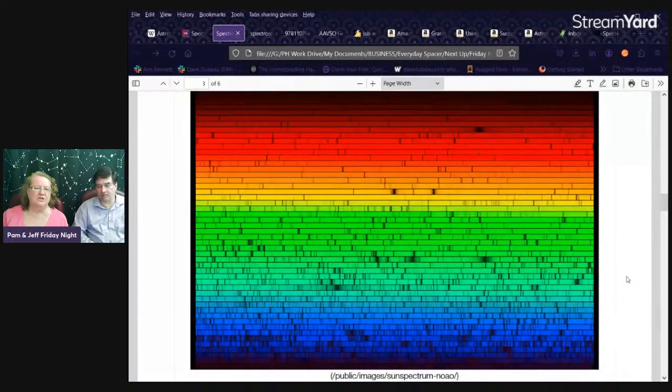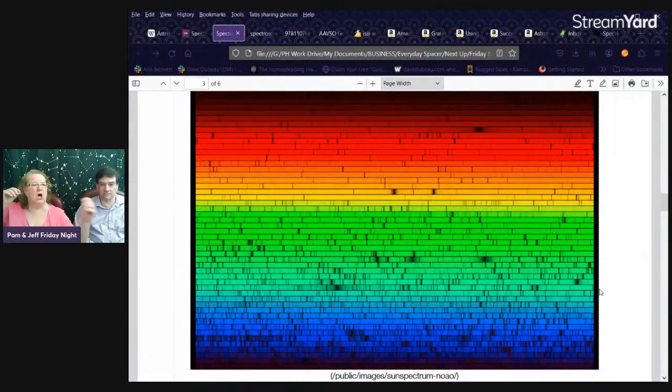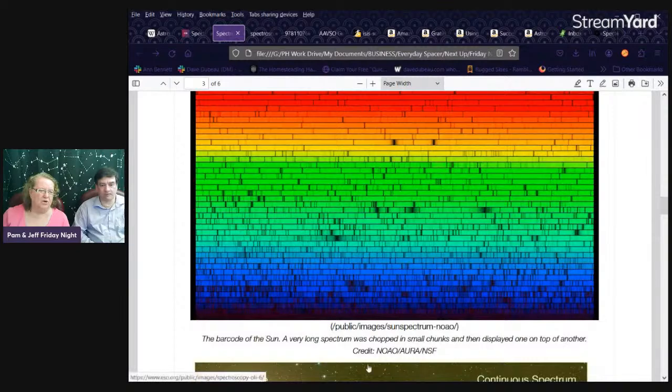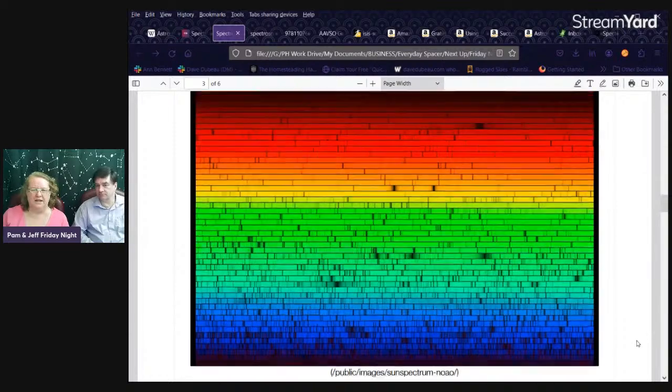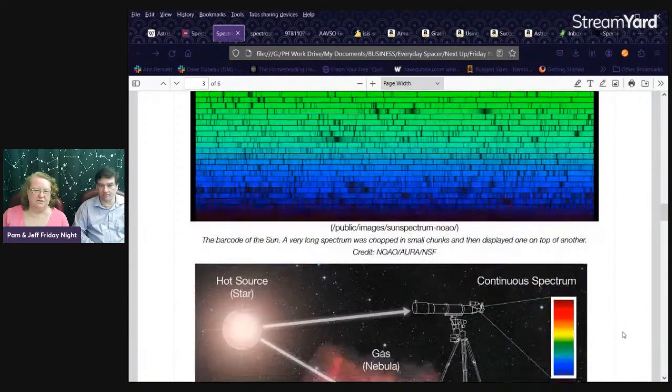And I really wanted to show you this too, because as they say, one of the things said it was a fingerprint of the sun. In fact, they've taken this really long image and put it into a little bit different site, and they call it like the barcode of the sun. A very long spectrum was chopped into small chunks and then displayed one on top of another. I think that's such a cool sight. So if you ever see that, you're like, oh, that's the sun. Mm-hmm. That's what the sun looks like broken down.